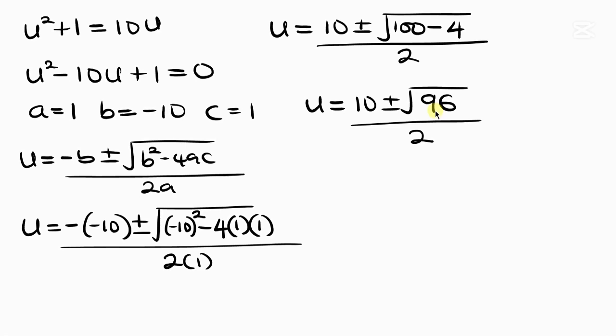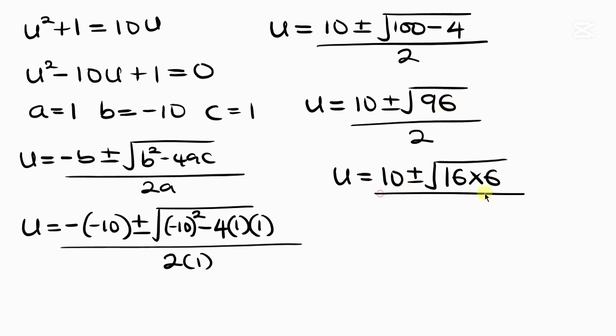Now let's decompose 96 such that we use two factors, whereby one factor is a perfect square and another factor. So u is equal to 10 plus or minus, now the perfect square I'm going to be using is 16. So 16 times 6 gives 96, all over 2. So u now becomes 10 plus or minus, now the square root of 16 is 4, then root 6, all over 2. Let's continue on the next slide.